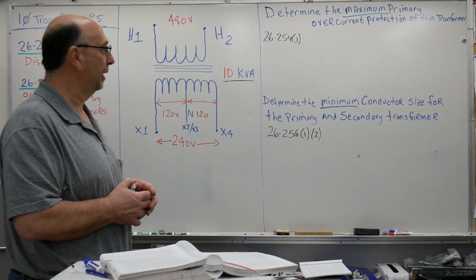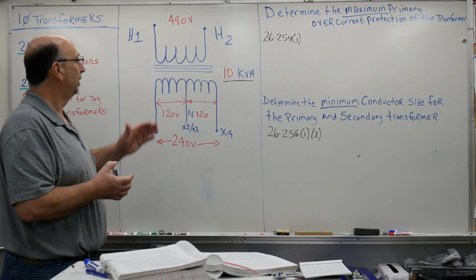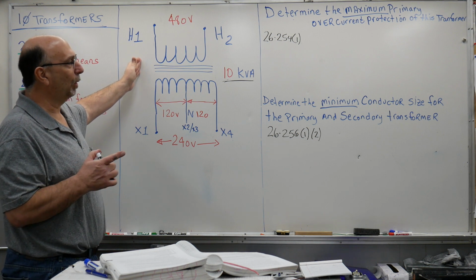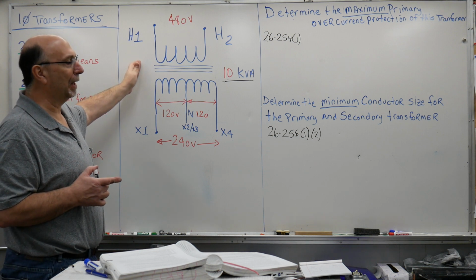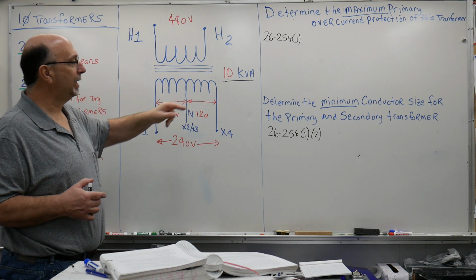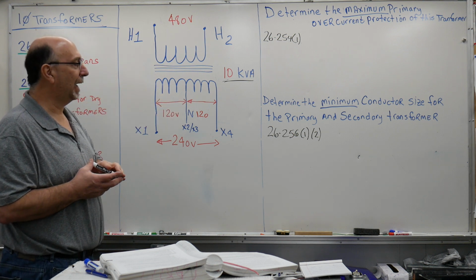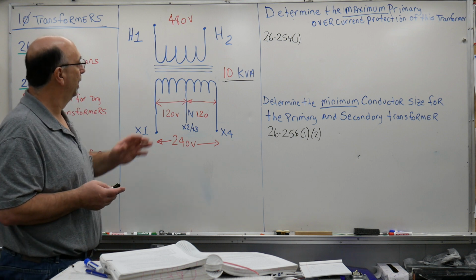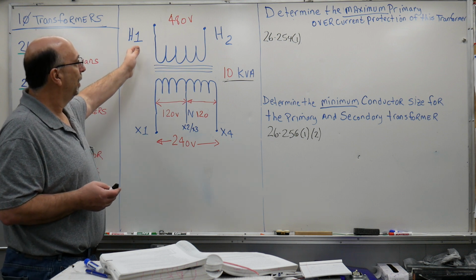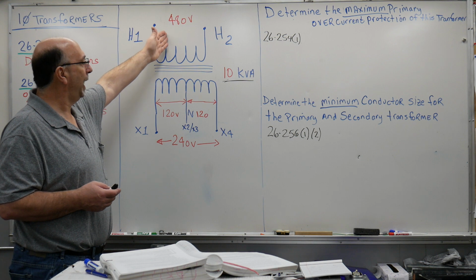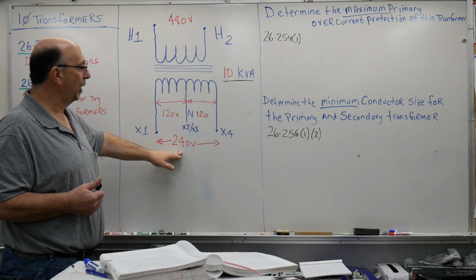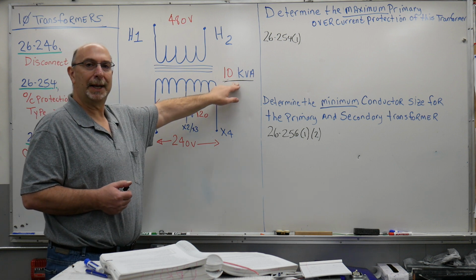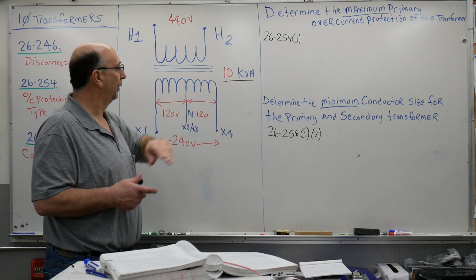Hi and welcome back. Next, what we are going to do is determine the maximum primary overcurrent protection of the transformer and determine the minimum conductor size for the primary and secondary conductors of this transformer. In our example here, we have a 480 volt to 240 volt step down transformer. The transformer is rated at 10 kVA.